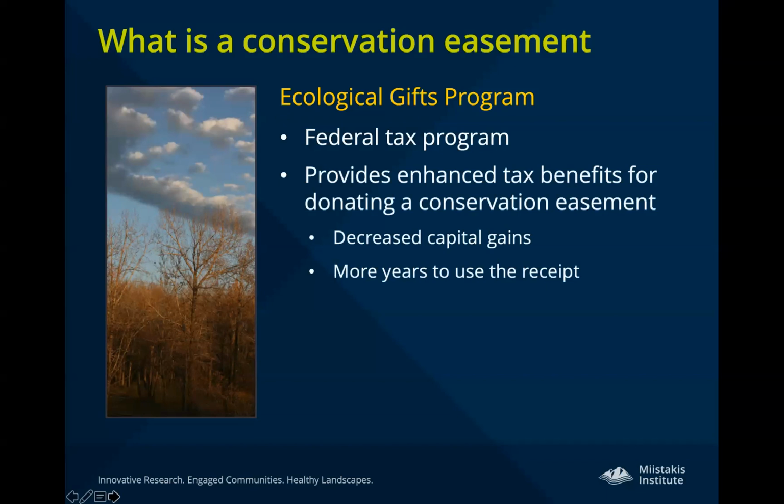So the main thing it does is it provides enhanced tax benefits. When you've donated a conservation easement, there are capital gains implications. This dramatically decreases that. And when you receive a tax receipt, a normal tax receipt, you have the ability to use it in the year you receive it and 5 additional years. This extends that to 10 years. So there are some significant tax benefits for the landowner.